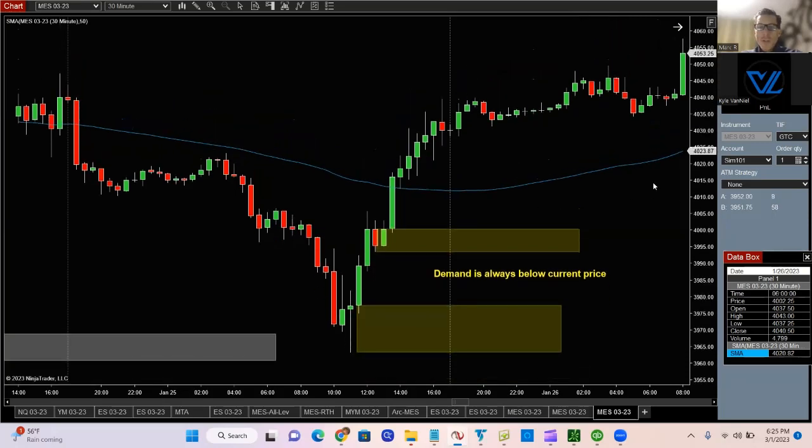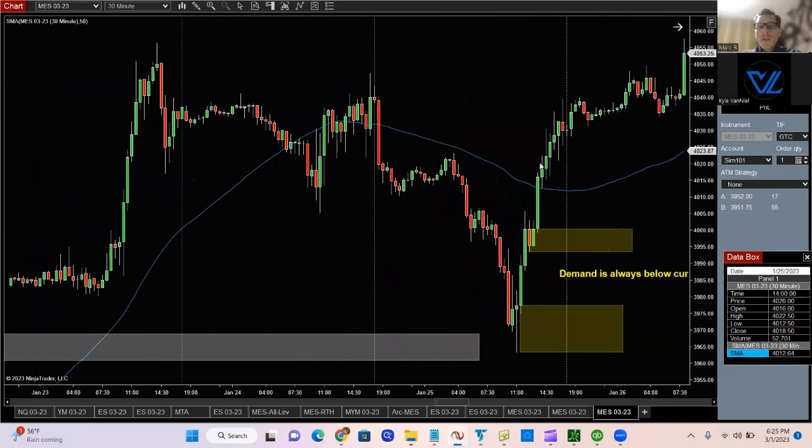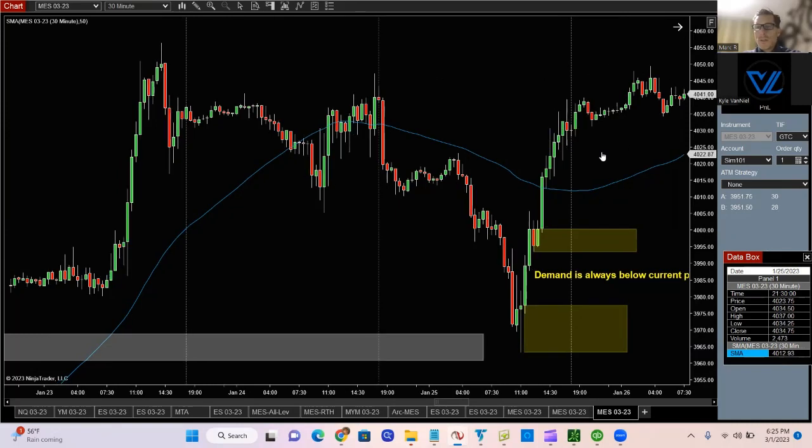So it's 8 in the morning. We're moving up, and we also want to try and find supply. Demand is always below current price and to the left. Supply is always above current price and to the left. Everything is to the left. All the levels are to the left because price is moving to the right.